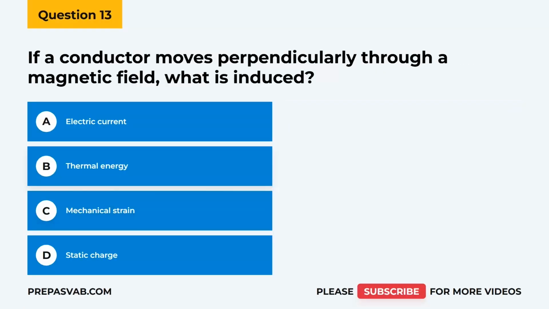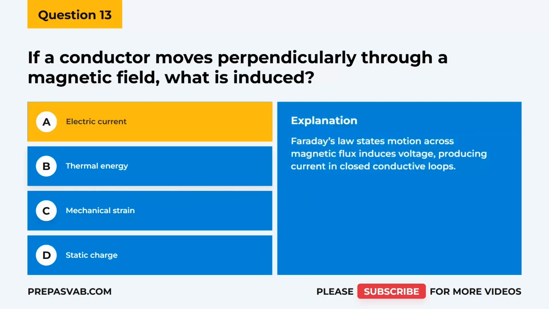Question 13. If a conductor moves perpendicularly through a magnetic field, what is induced? A. Electric current. B. Thermal energy. C. Mechanical strain. D. Static charge. The correct answer is A. Electric current. Faraday's law states motion across magnetic flux induces voltage, producing current in closed conductive loops.